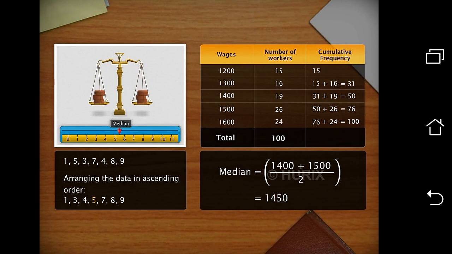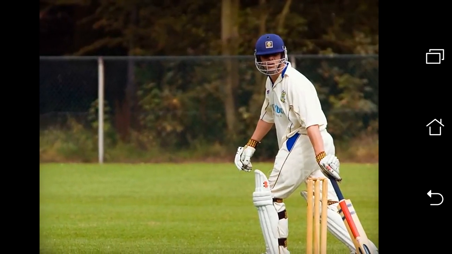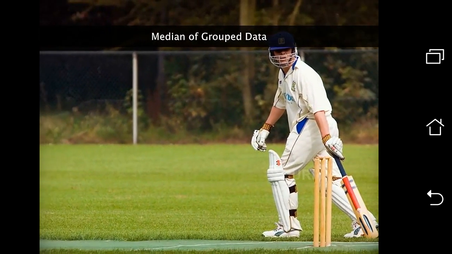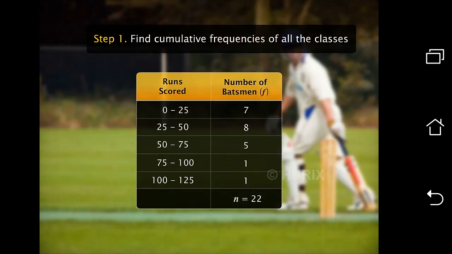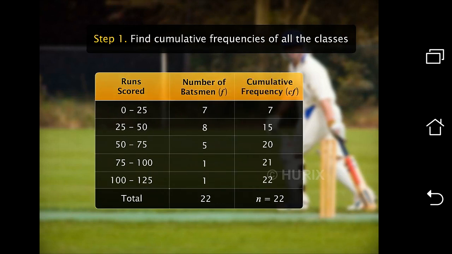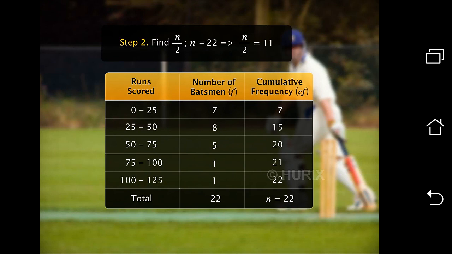We have seen how to find the median of raw and ungrouped data. Let's now see how to find the median of grouped data. We have the frequency distribution of runs scored by the batsman in a match. For computing the median of the grouped data, the first step is to calculate the cumulative frequencies. In grouped data, we may not be able to find the median, or the middle observation, just by looking at the frequencies. This is because the middle observation is a value in a class interval.